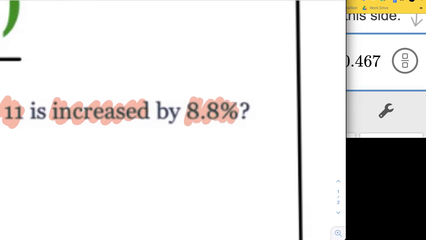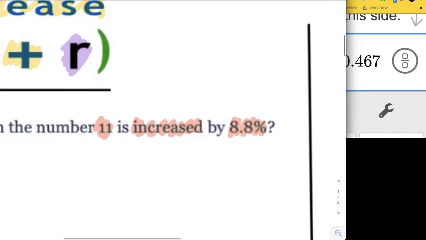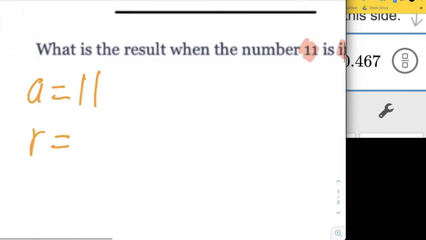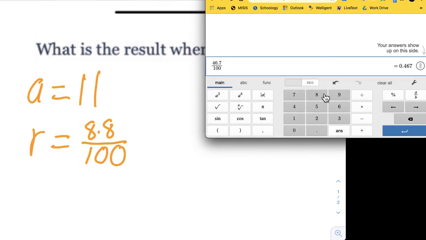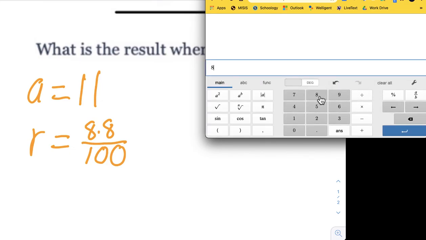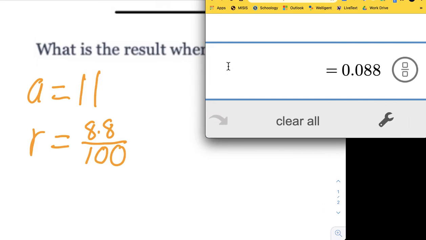Is increased by 8.8%. So we are increasing by 8.8%. So we can't just say 11 plus 8.8%. We need to change that 8.8% into a rate. And we do that by dividing by 100. So let's go back here to our calculator, which is on Schoology, right? So let's clear all. And let's say 8.8 divided by 100. And we get, look, 8.8 divided by 100 is 0.088.